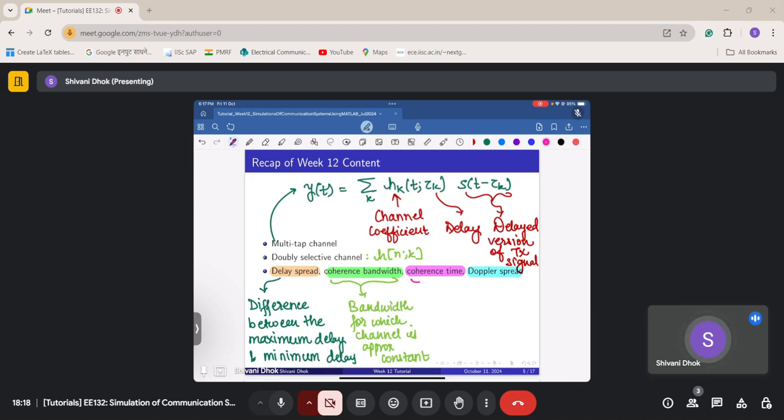Then you have coherence time. This is the analogy, same thing as coherence bandwidth, bandwidth in which the channel remains approximately constant. Same thing is for coherence time. So this is the time in which the channel is approximately constant.